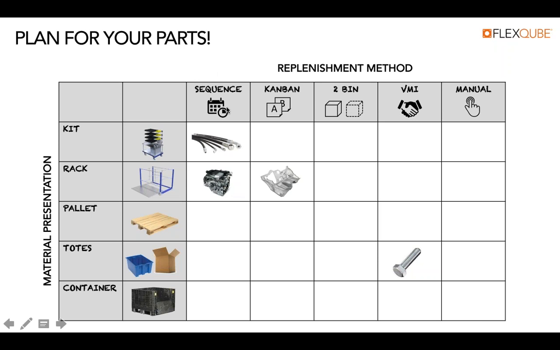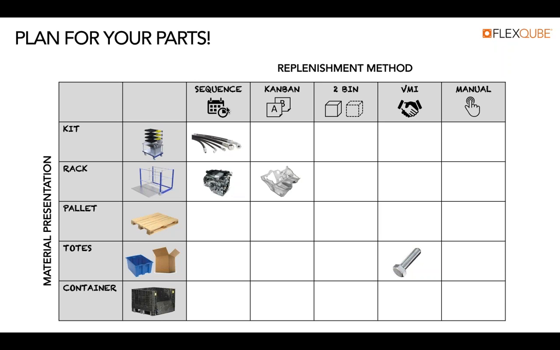So we have the sequence. Sequence delivery means that we know the date and we know the time. For example, this engine is needed tomorrow 3 o'clock on the assembly line, and then we will bring it there at that time to a specific position. That is a sequence delivery. We deliver it to a specific sequence on the line.